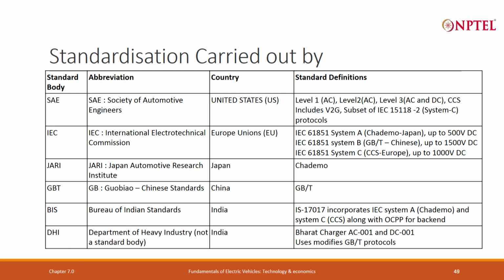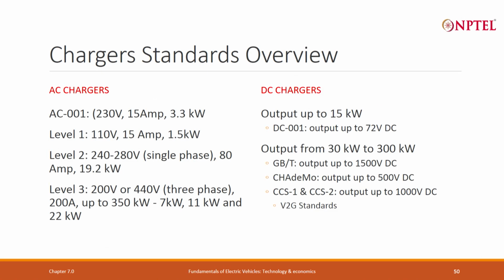and that is where they introduced two chargers. One is called Bharat Charger AC001 and the second is called Bharat Charger DC001. Okay. We will talk about that in a while. Overview, if we talk about AC chargers, AC001 is 230 volt, 15 amps, 3.3 kilowatt, and that is essentially something that we use at our home, right, 230 volt supply.